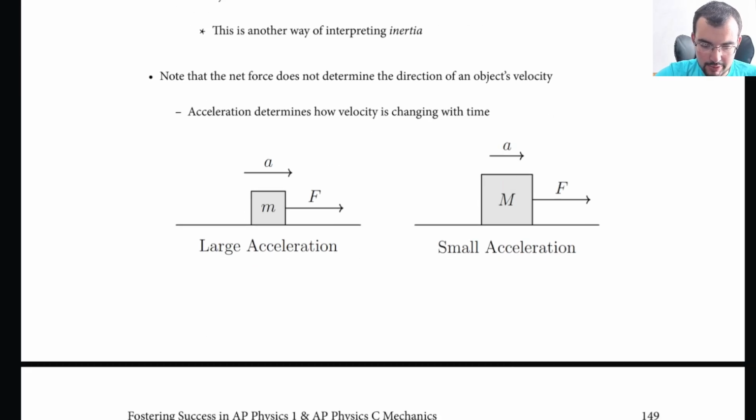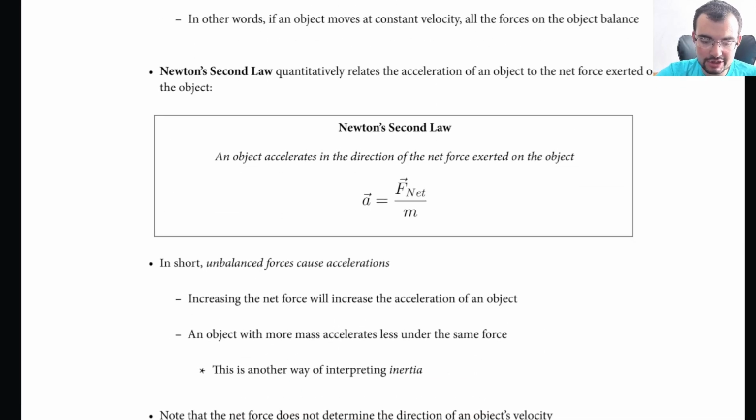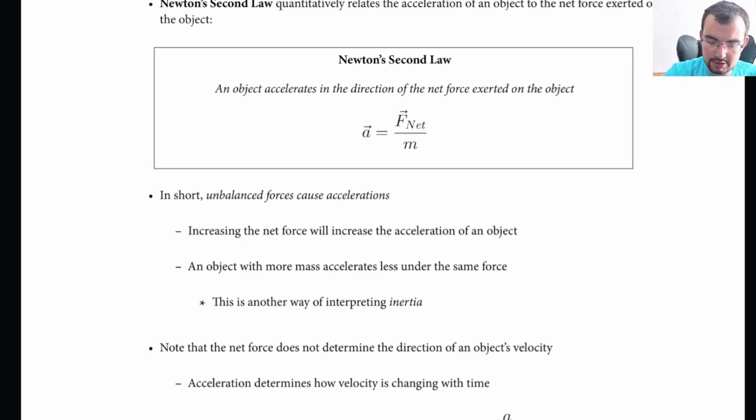So, we got our small crate and our big crate under the same force F. We see the bigger crate will accelerate less under that. Now, this equation is also rearranged as F net equals ma. We'll do that when helpful, but realize that the more fundamental relationship is accelerations are being caused by net force. So that's why I like to write it like this.